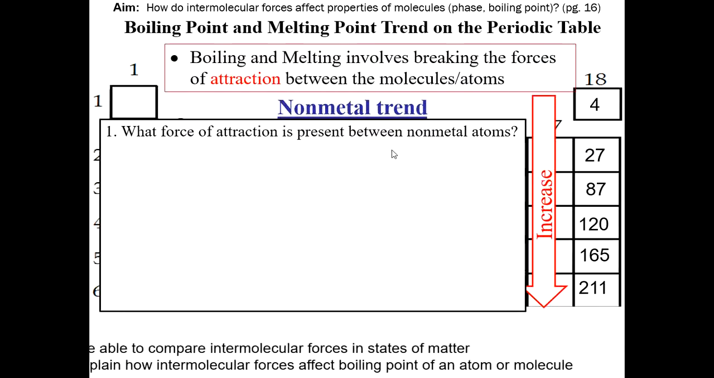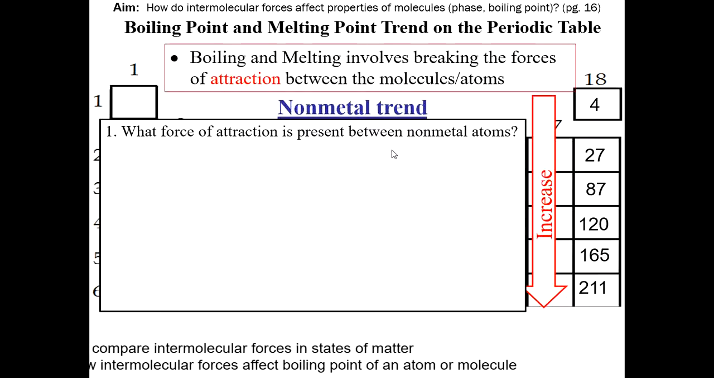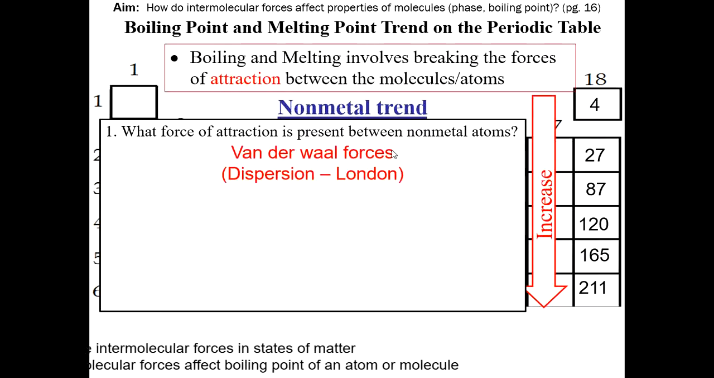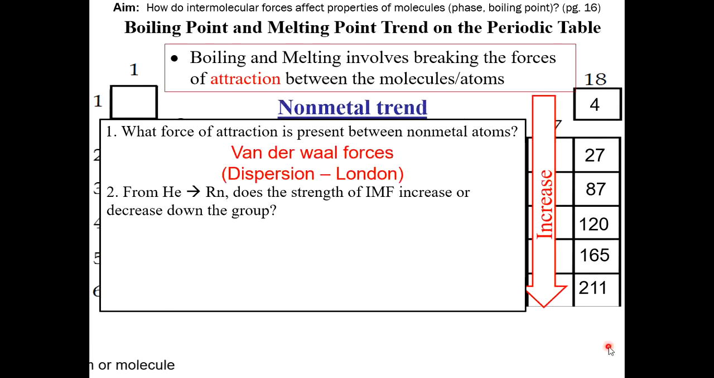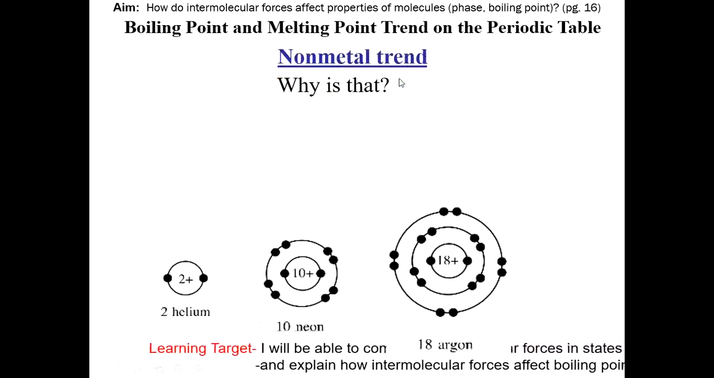So what force of attraction is present in nonmetal atoms? So that's the van der Waals dispersion force. From helium to radon, does the strength of intermolecular force increase or decrease down the group? Since the boiling point increases, the strength of intermolecular forces must also increase. The nonmetals trend should be easier to see.